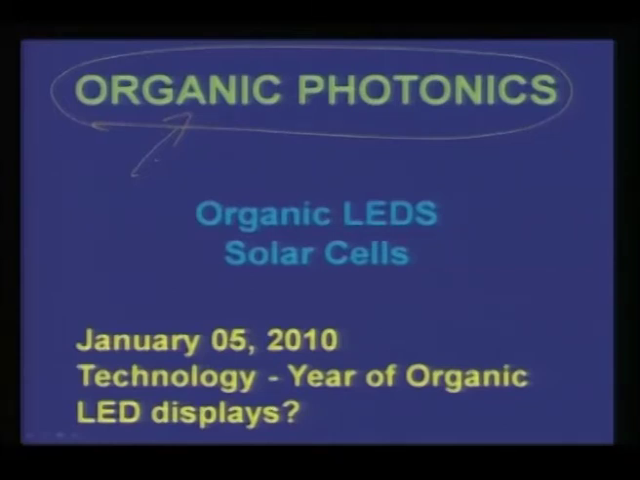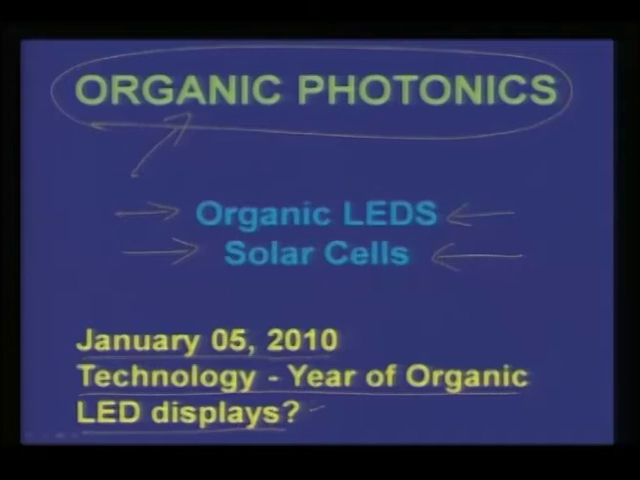To stand out clearly, there are two important applications which underline the importance of organic molecules. One is called organic LEDs, and the other upcoming area is photovoltaics or solar cells. In January 2010, there was an article, or in a conclave they decided that the technology for 2010 will be the year of LED displays, and true to this decision made by those in the display technology, several versions of organic displays have come into the picture this year. Needless to say, this technology is going to affect the landscape of photonic applications and displays in a very big way in the next 5 years.